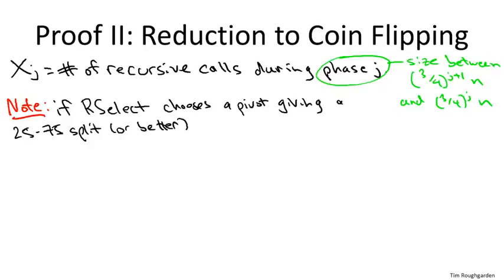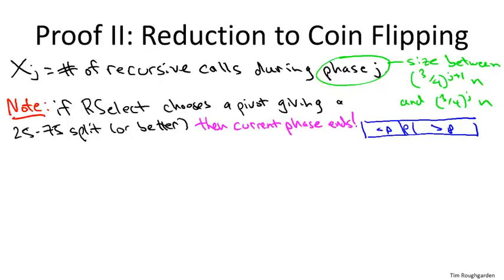So recall how partitioning works. We choose a pivot P. It winds up wherever it winds up, and the stuff to the left of it is less than P. The stuff to the right of it is bigger than P. By a 25-75 split or better, I mean that the first part and the second part each have at most 75% of the elements in the input array. Both have at least 25% and at most 75%. And the key point is that if we wind up choosing a pivot that gives us a split at least this good, the current phase must end.